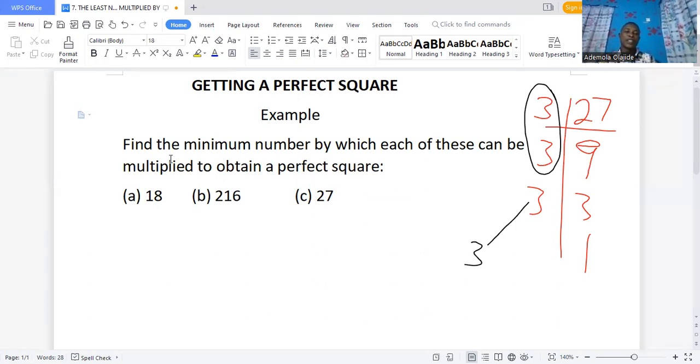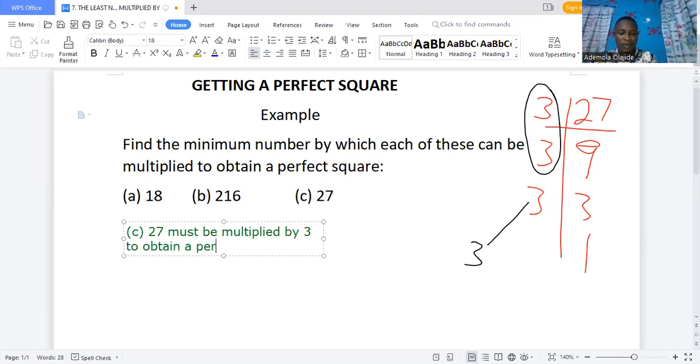That means for C, the number we use to multiply 27 must be 3 to obtain a perfect square. So the least number, the smallest number we can use to multiply 27 is 3. If you say 27 times 3, you get 81. And 81 is a perfect square because the square root of 81 gives 9.